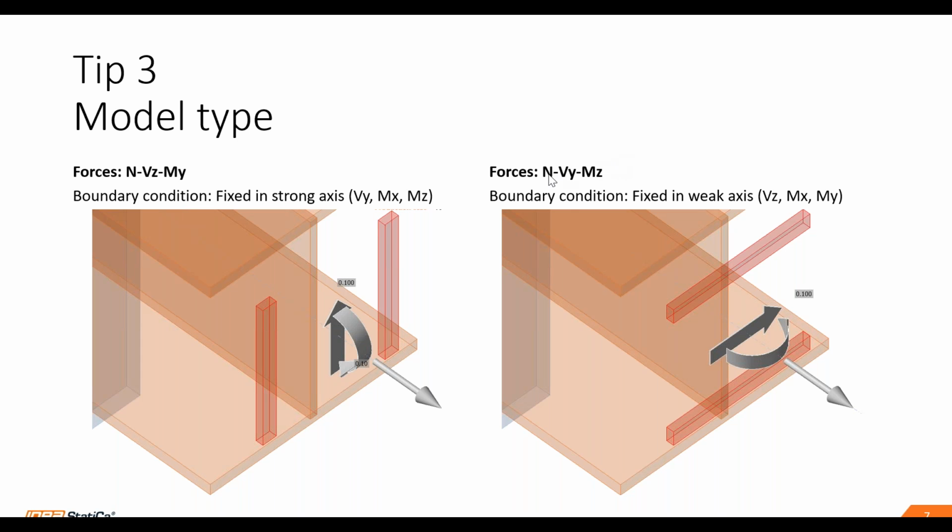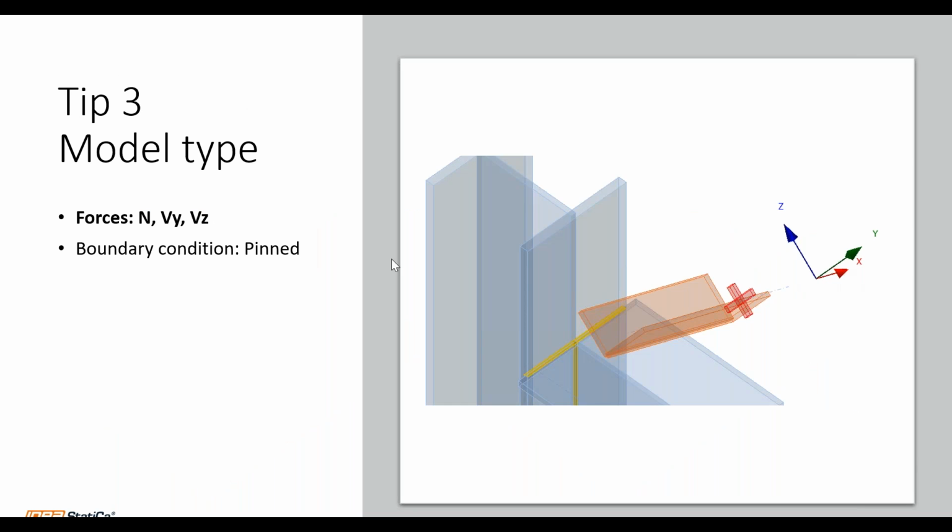Then we have the third option, N, BY, MC. So you can see here you can add an axial force as well, BY, which is like a lateral force, and a moment around the C local axis of the member. The boundary condition in this case is that this member is fixed in the weak axis. Then the fourth option here is that you can apply an axial force, BY and BC, so shear forces in the C local direction and in Y, right? And the boundary condition is that this member is pinned. So this option is recommended for bracing elements when you have them in your model, right? And this boundary condition means that this member cannot rotate.